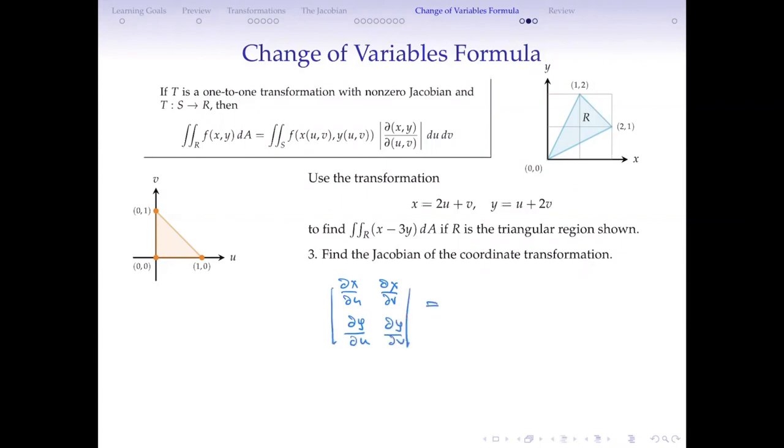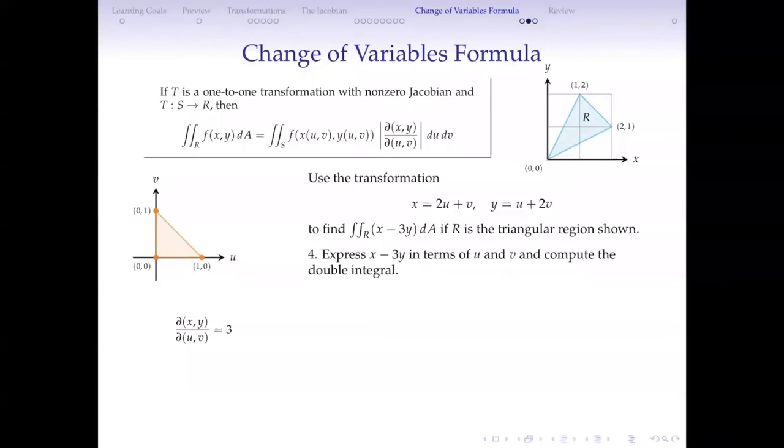I read those derivatives from these formulas, and you can work out that dx/du is 2, dx/dv is 1, dy/du is 1, and dy/dv is 2. What's that determinant? It's exactly 3. So the Jacobian determinant is 3.